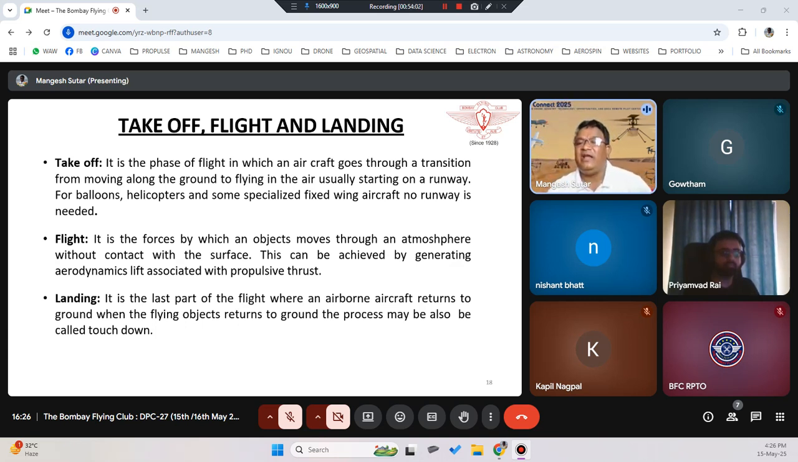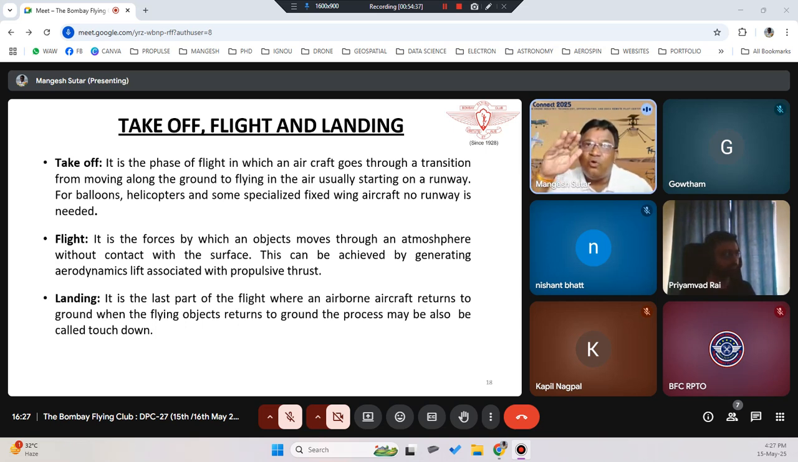Flight. Now what is flight? Once you are in the air, your fixed wing aeroplane will always move in a forward direction. It is the force by which the object moves through an atmosphere without contact with the surface. So you are away from the ground, above the surface. This is achieved by generating aerodynamic lift associated with the propulsive thrust. So it is not only the aerodynamic lift but also the propulsive thrust. Your engines are running, giving forward thrust, and then only your aeroplane will move in the air.